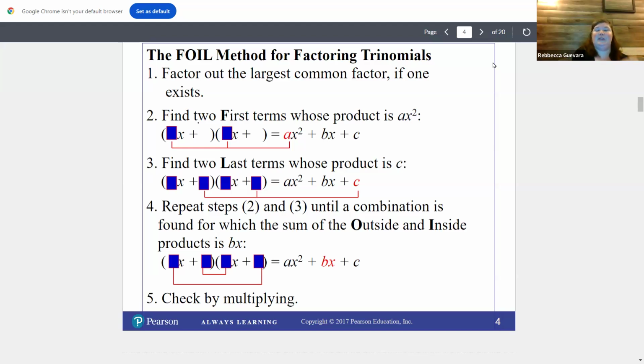If you have a as something other than 1, can I factor it out? Like that example where we had a negative x squared, we factored out the negative. We want to find 2 first terms whose product is going to give us that a on the x squared. Then we want to find 2 last terms whose product is going to be that c. So we're looking for factors of a and factors of c. We're going to repeat steps 2 and 3 until the combination gives us that b on the inside.